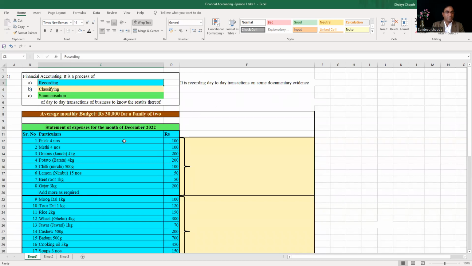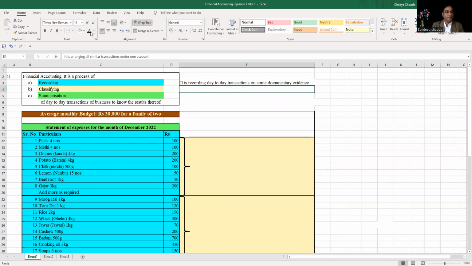Otherwise, the documentary evidence required may be a bill, an invoice, a voucher, and so on. Once you have done recording, that is step number one, one by one, all the expenditure incurred in a detailed way, then you need to do classification.